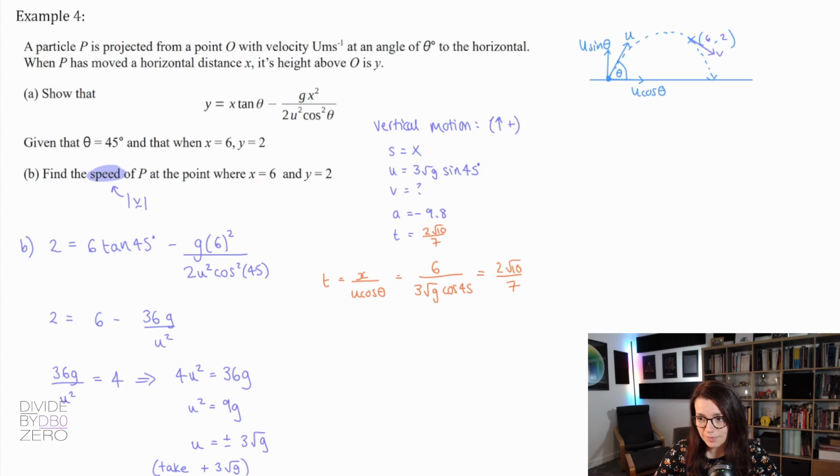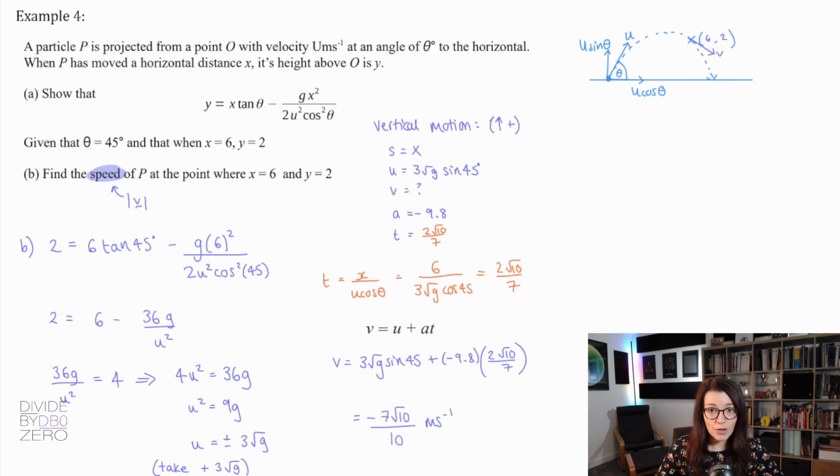We don't need s. We can look for a SUVAT equation that doesn't involve s, which is here, and then we can work out v. So according to this, v will be equal to 3 root g sine 45 plus minus 9.8 times 2 root 10 over 7. Works out to be minus 7 root 10 over 10 meters per second. Now it's okay that it's minus, that just means that vertically the velocity is going down at that point.